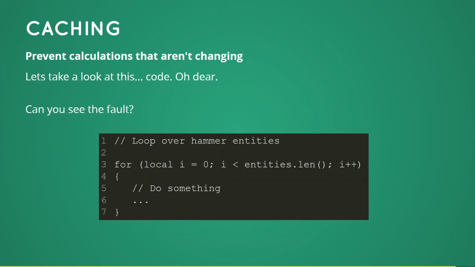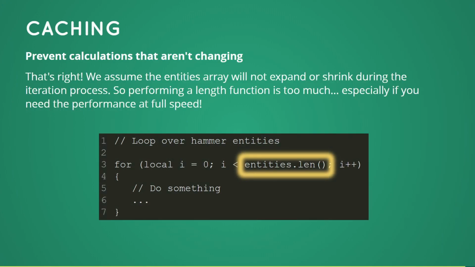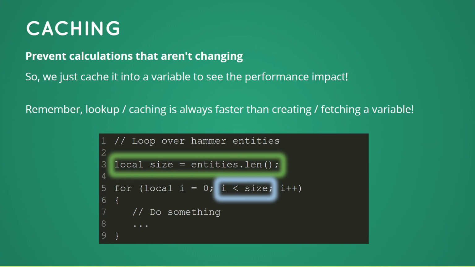Now let's look at this code. Can you see the fault? We keep using the length function, and if this function does not change in size, if it shrinks or doesn't shrink, this is an unnecessary calculation that we do each time, or a fetch that we don't need. We can solve this issue by caching it into a variable called size, which contains its length before going into the for loop. This is now faster because there's no need to fetch the different size.